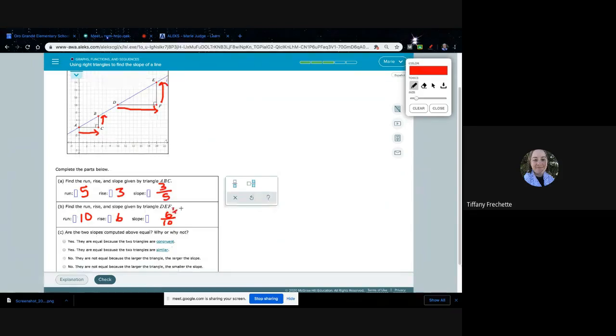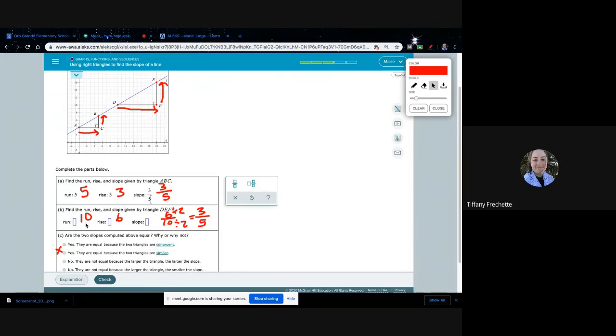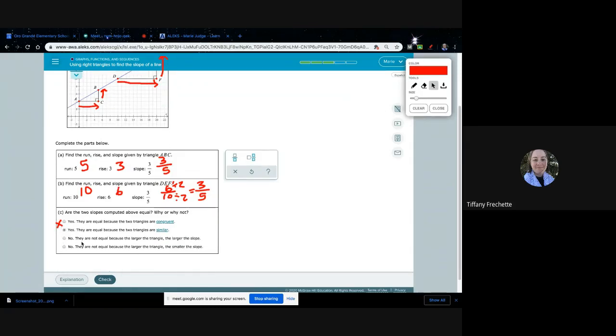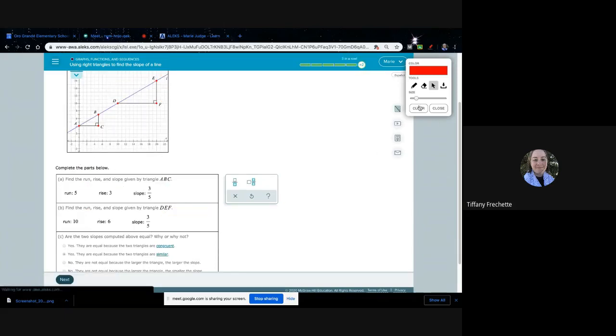But I can divide both by 2. They're both even. So I get 3 over 5. So they do match again, and they match because the triangles are similar. All right, so let's type this in. 5, 3, 3/5, 10, 6, and 3/5. And then yes. My X kind of moved there when I started typing. That's interesting. Check. All right, we're all done with that one.